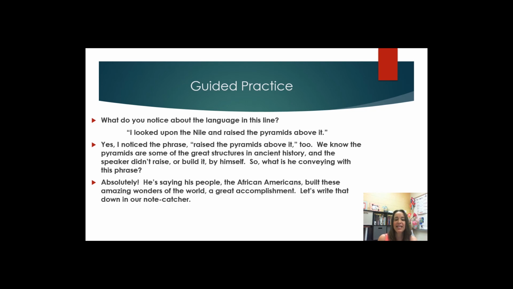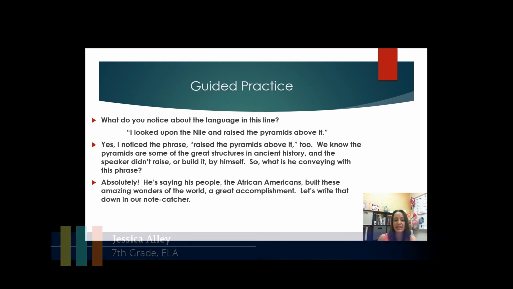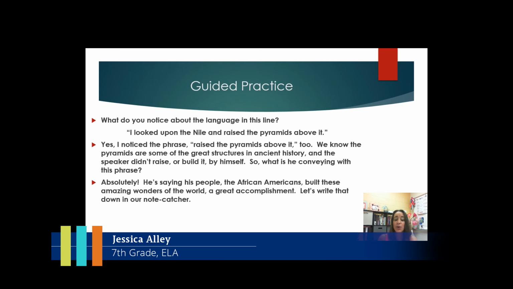Absolutely. He's saying his people, the African Americans, built these amazing wonders of the world, a great accomplishment. Let's write that down in our note catcher.